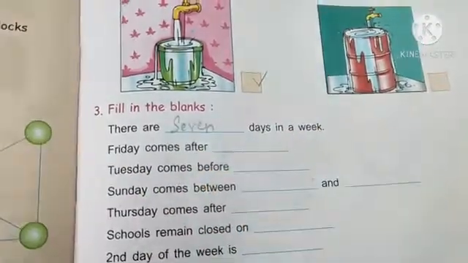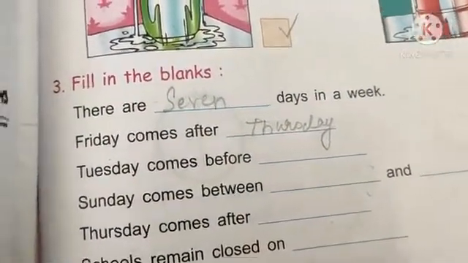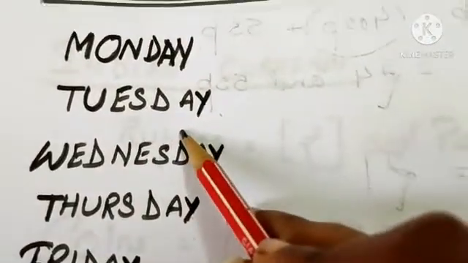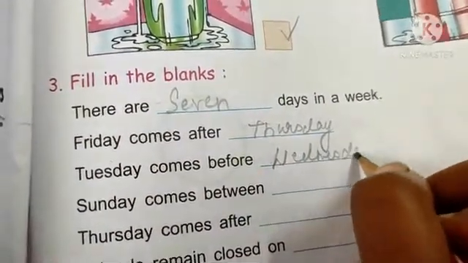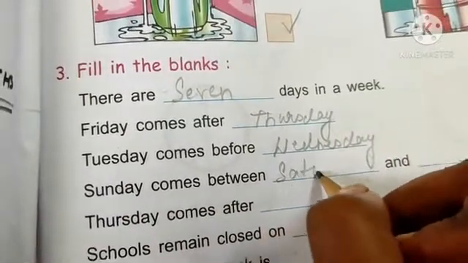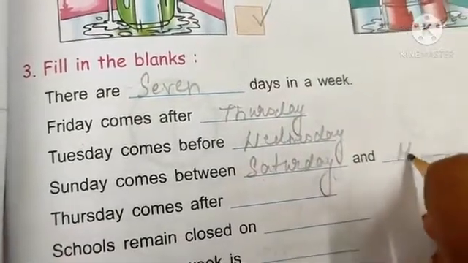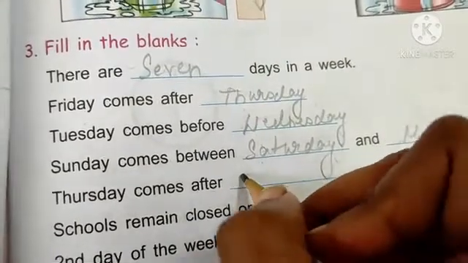Friday comes after Thursday. So here we write Thursday. Tuesday comes before Wednesday. Sunday comes between Saturday and Monday. Thursday comes after Wednesday.